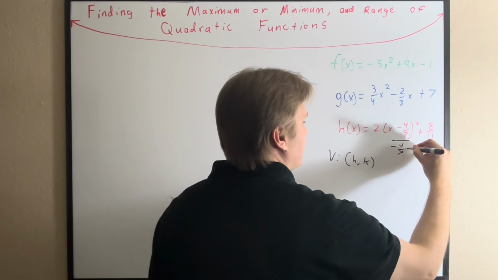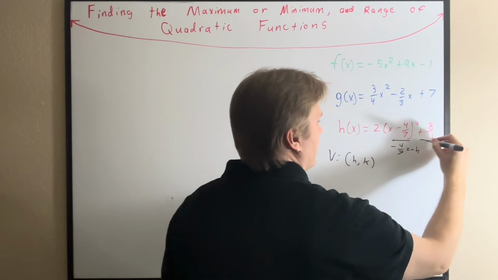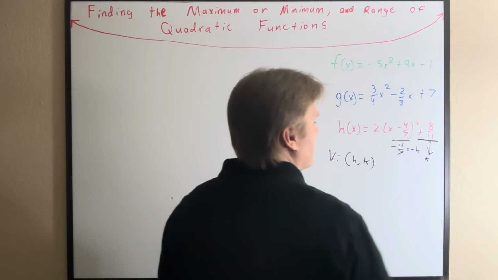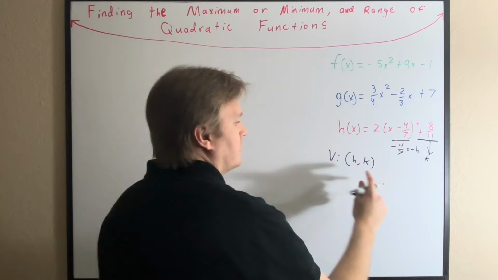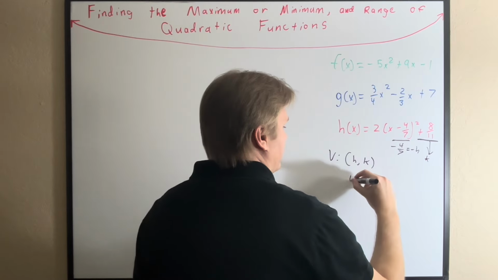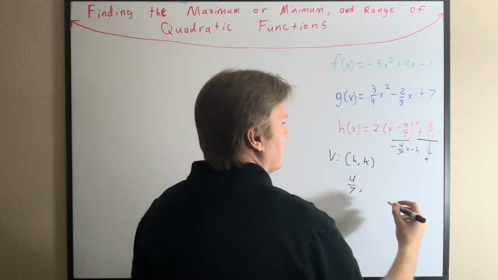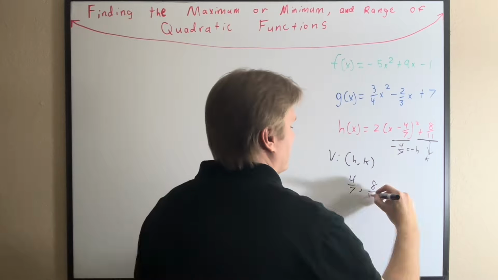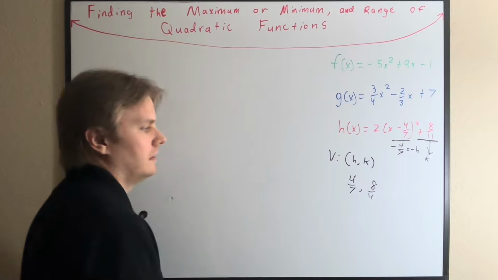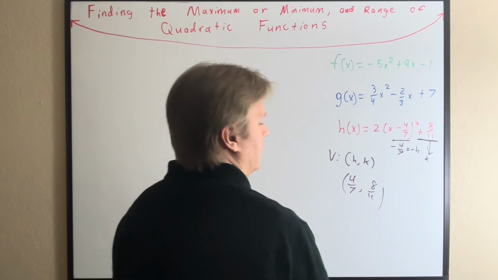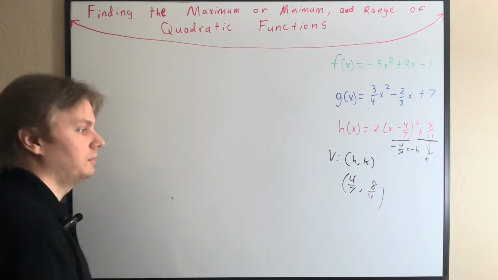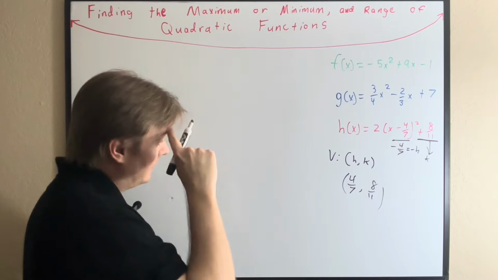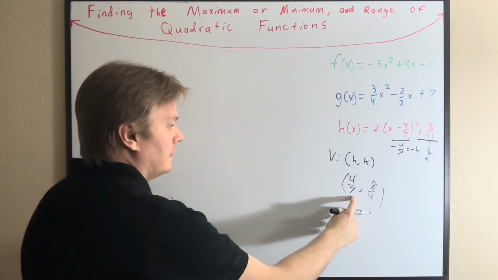Negative 4/7 is negative h, and 8/11 is k. So the vertex is 4/7, 8/11. That was easy. Don't have to do negative b over 2a right there. We don't even need the x-coordinate.